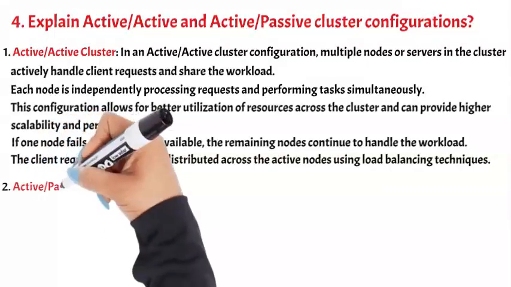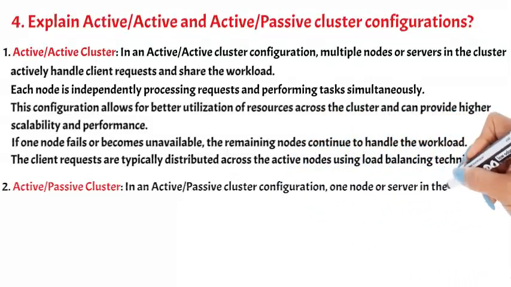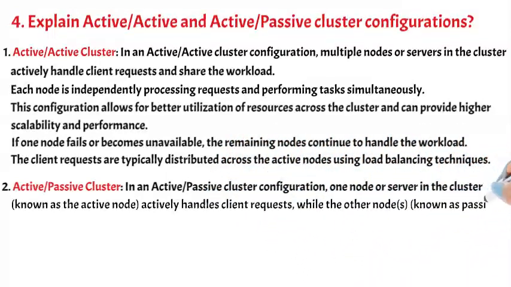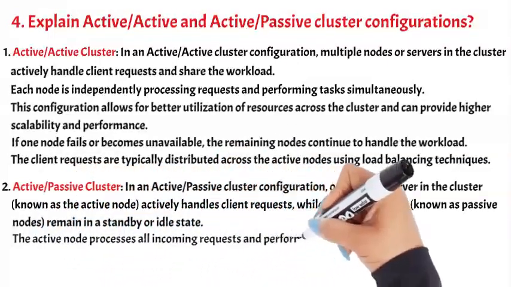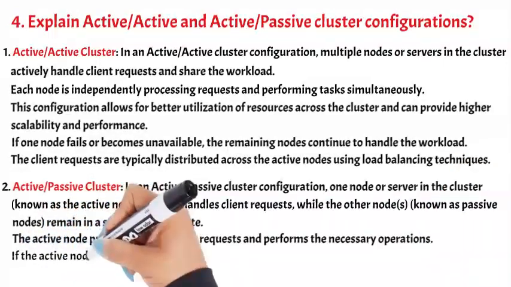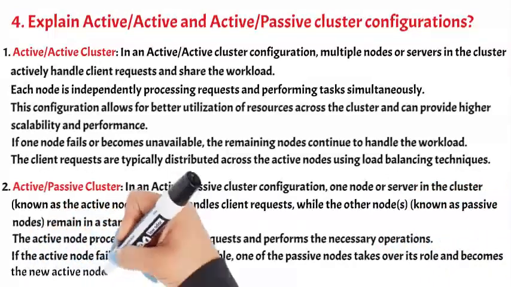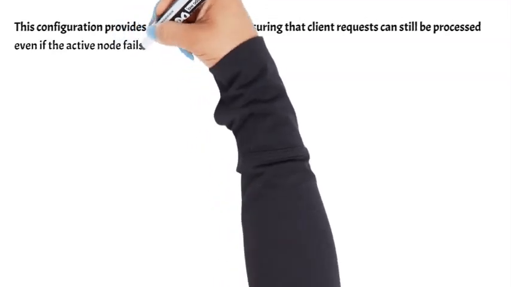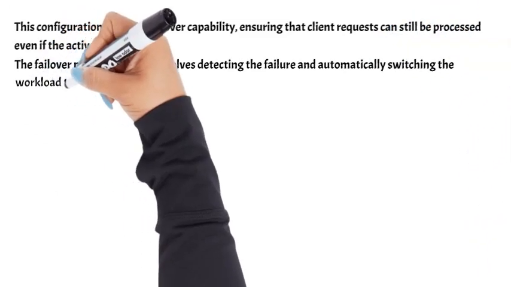2. Active/passive cluster. In an active/passive cluster configuration, one node or server in the cluster, known as the active node, actively handles client requests, while the other nodes, known as passive nodes, remain in a standby or idle state. The active node processes all incoming requests and performs the necessary operations. If the active node fails or becomes unavailable, one of the passive nodes takes over its role and becomes the new active node. This configuration provides failover capability, ensuring that client requests can still be processed even if the active node fails. The failover process typically involves detecting the failure and automatically switching the workload to a passive node.